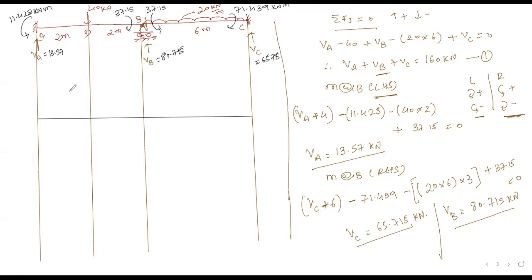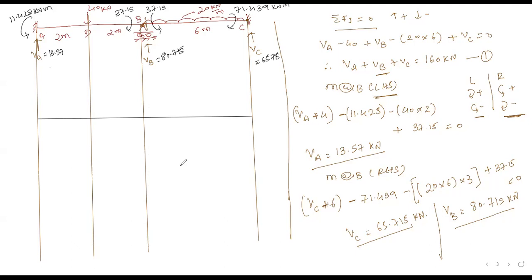Now to plot a shear force diagram, we will draw an arbitrary baseline. Above the line will be positive, below the line will be negative. Upward force will be considered positive for drawing a shear force diagram, and downward force will be considered negative. So tell me, what is the direction of VA, upward or downward?